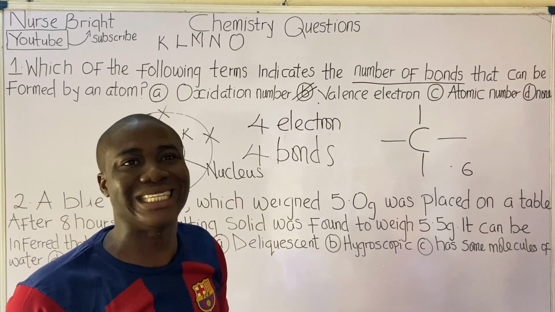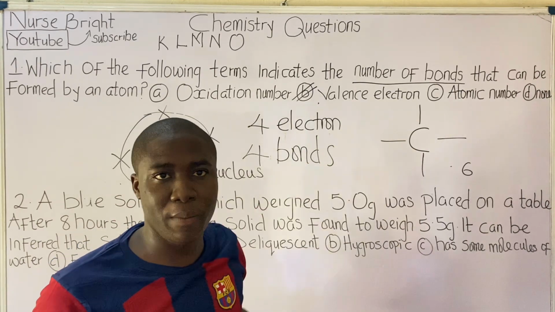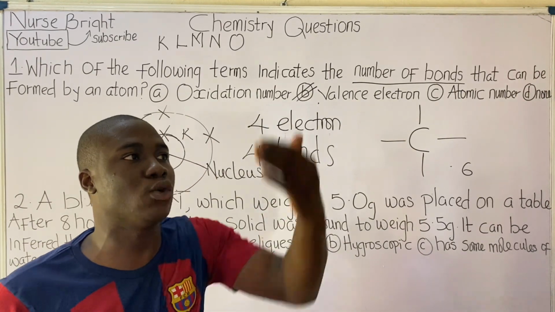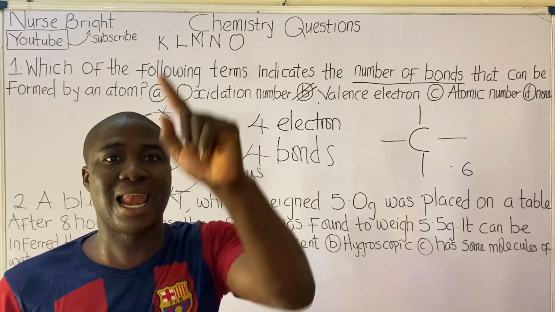It's the valence electron that determines the number of bonds an element has. So the answer to this question is option B. It is not atomic number, because atomic number is just the number by which the element is arranged in the periodic table.